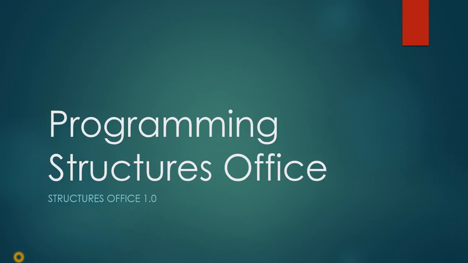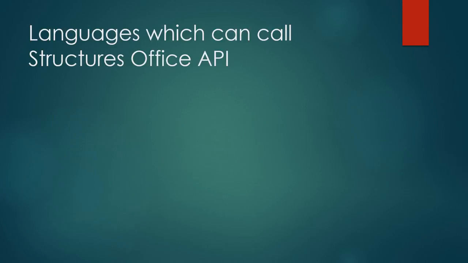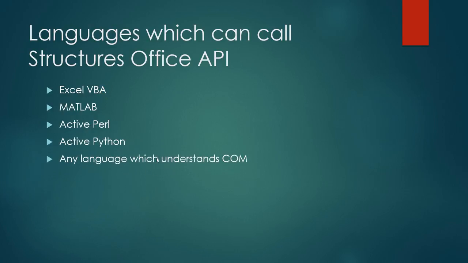Virtually everything that you do in Structures Office is callable from the application program interface. So in this video we're going to talk about how you would use capabilities of Structures Office in your own programs in MATLAB or Excel. There are many different languages that you can use to call the application program interface: Excel, Visual Basic for Applications, MATLAB, Active Perl, Active Python. Any language which understands COM, which is what all of these languages have in common.